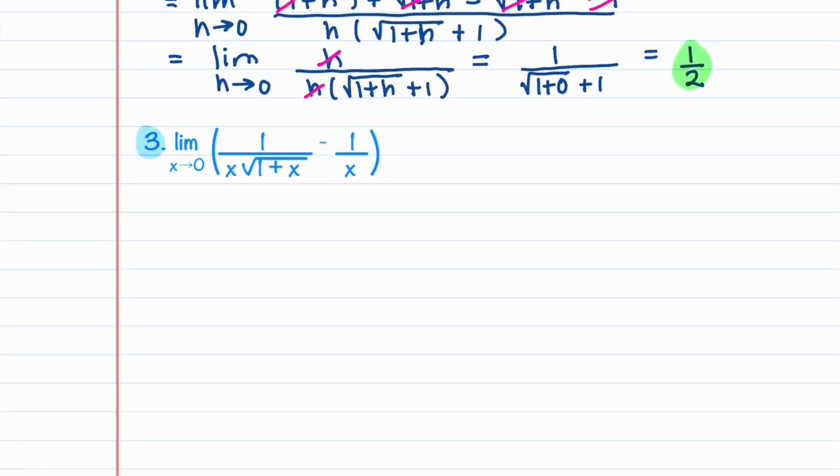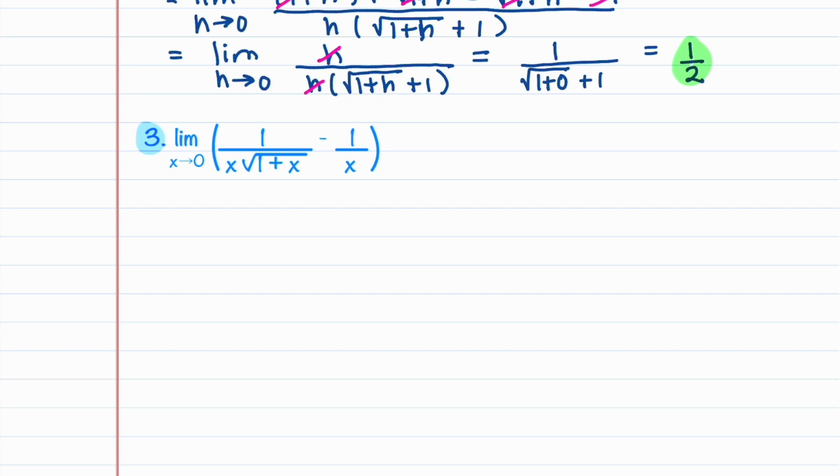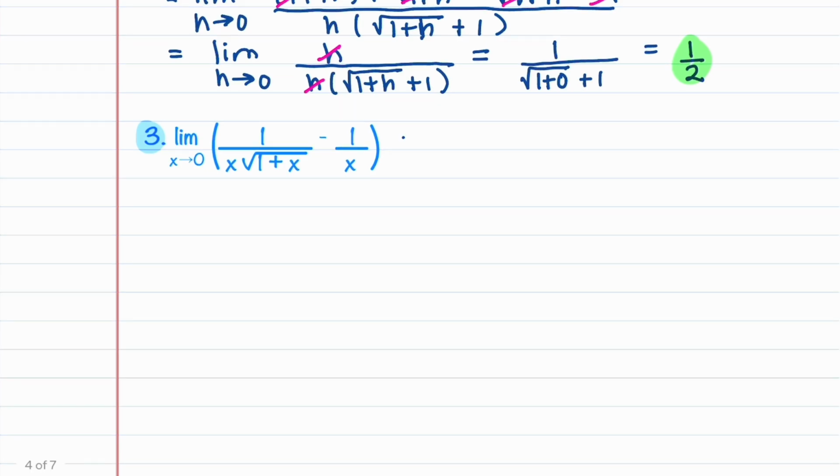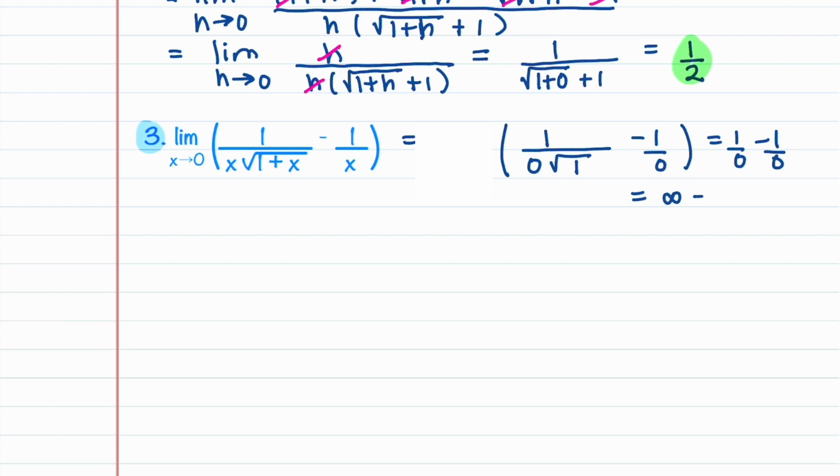Let's now look at our third example. We'll start by substituting in what x is. This gives us 1 all divided by 0 times the square root of 1 minus 1 over 0. This gives us 1 over 0 minus 1 over 0, and that's infinity minus infinity. And just like 0 divided by 0, this is also in indeterminate form.